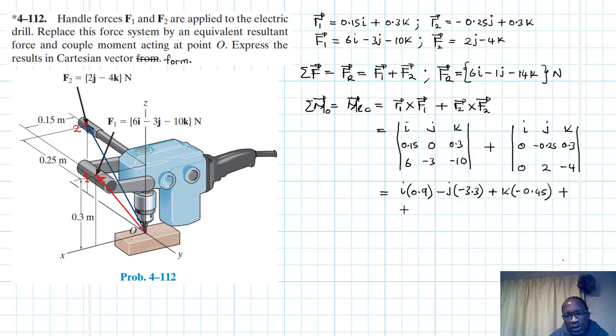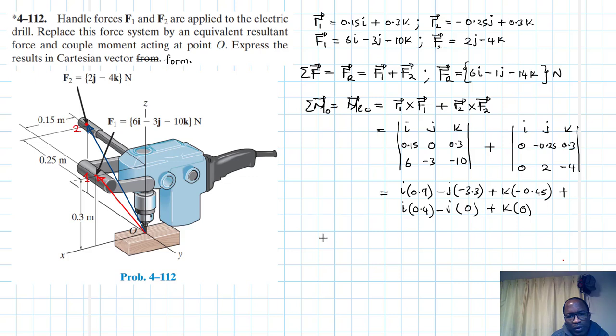Then plus, we go to the second one, i as minus 4 by minus 0.25, and then minus 2 by 0.3. So this is 0.4, then minus j is just all 0. Then plus k, it is also 0. Is it so?